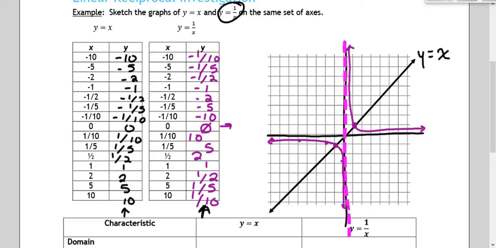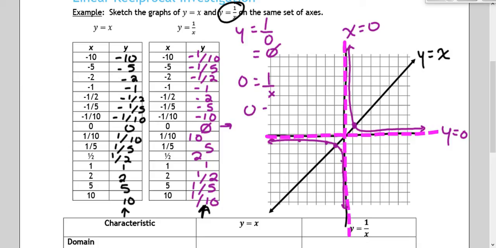This is an interesting point, to see that we're also never going to cross this horizontal asymptote either. So if we look here, at x is equal to 0, we have an asymptote. In our function, we could never have y is equal to 1 over 0, so that is undefined. And then if we have y is equal to 0 and try to solve this, we have 0 is equal to 1, which is not true. So we also have asymptotes in the horizontal axes.